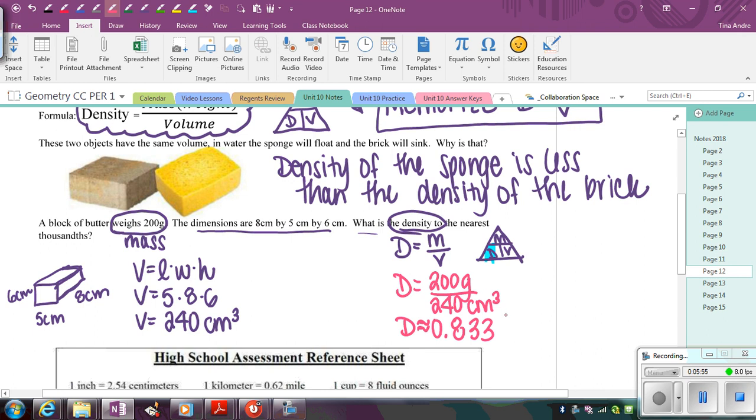Notice my units here, grams per cubic centimeter. So it's a mass per volume. So my units have to represent that. So again, like I said, you look for that type of unit, a mass per volume. That's going to be your density. That's how you're going to identify the density in a problem.